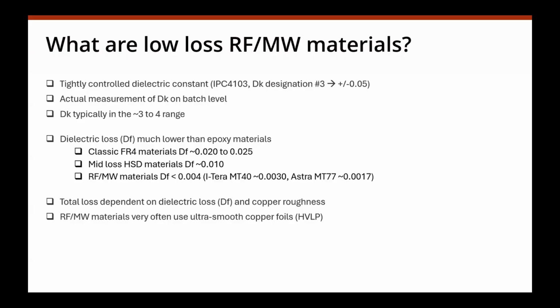Now, reality is that a lot of designers are actually concerned about the total insertion loss and less about the dielectric loss. So it's important to understand that the total loss is not only affected by the DF, but also by the copper roughness. And because of that, a lot of materials in that space use very smooth copper foils, HVLP type of foils, as opposed to standard roughness foils that we had been used in the past in the PCB industry.